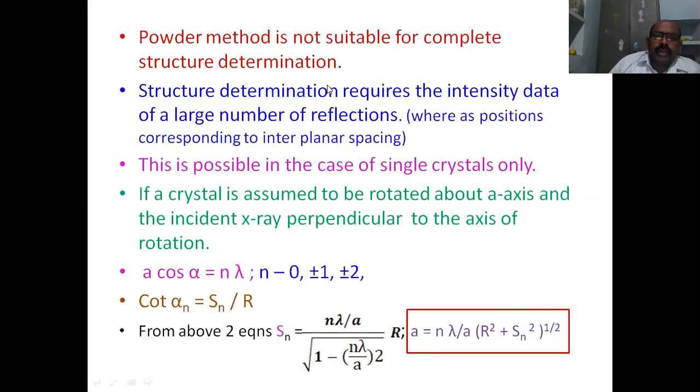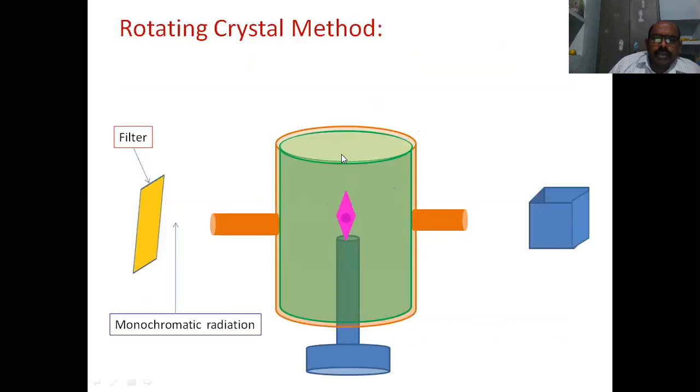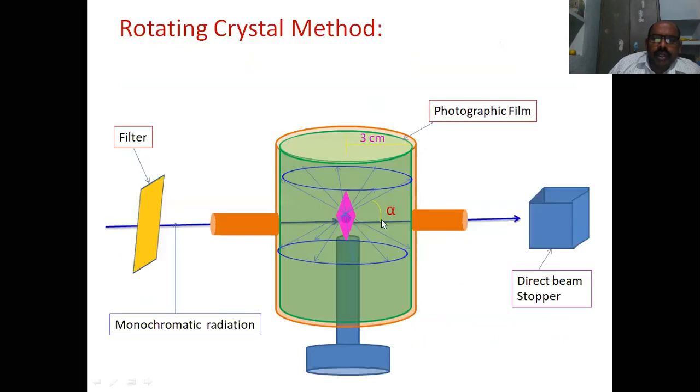So it is about the rotating crystal diffraction method. Now we see one problem here. In a rotation photograph, 6 layer lines are observed, both above and below the zero layer line. So just like this, here is the zero layer line we observe, and there are layer lines above it and layer lines below it.